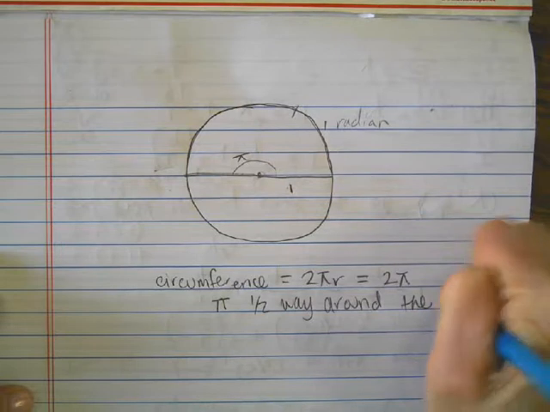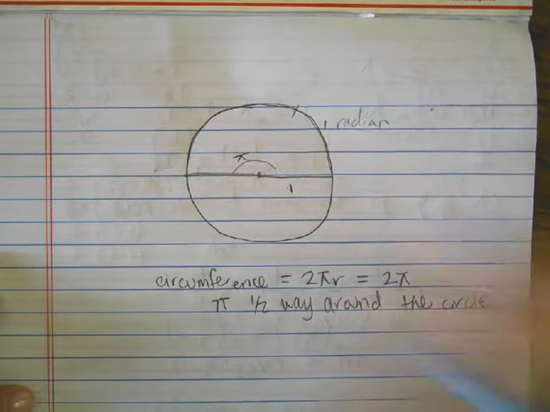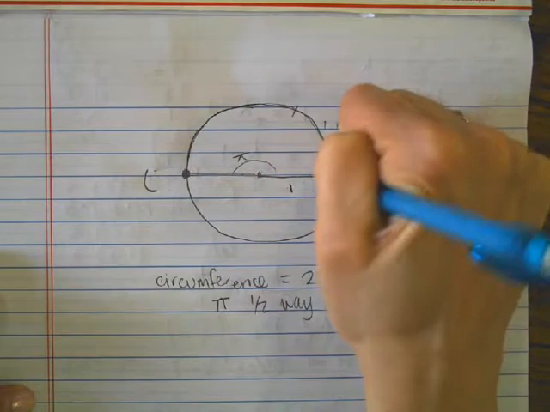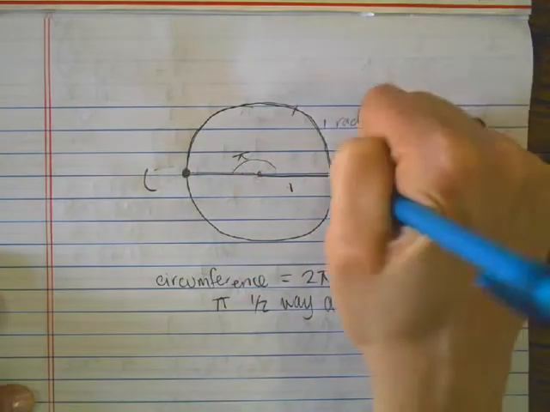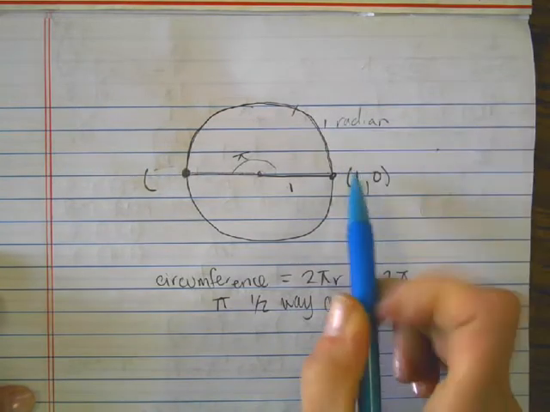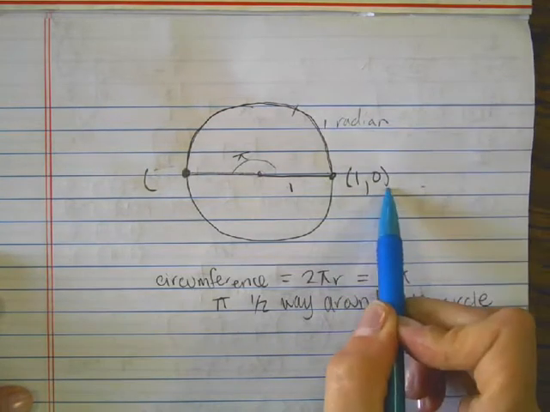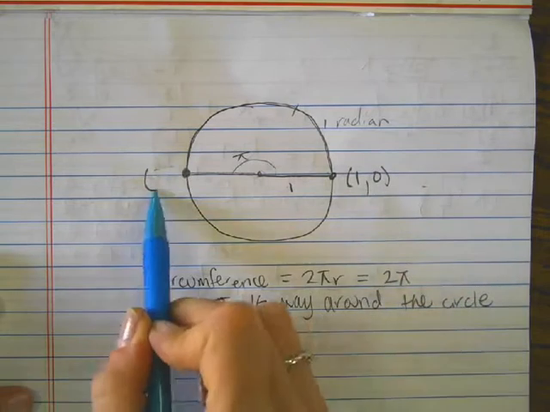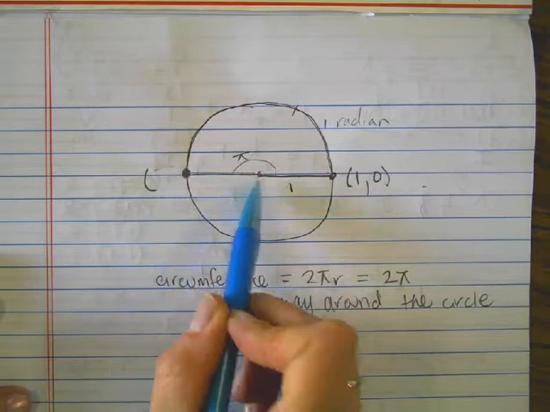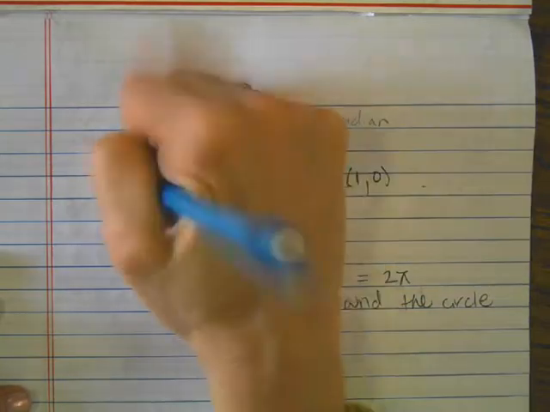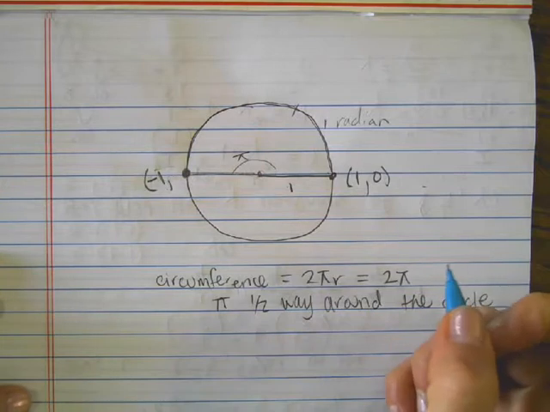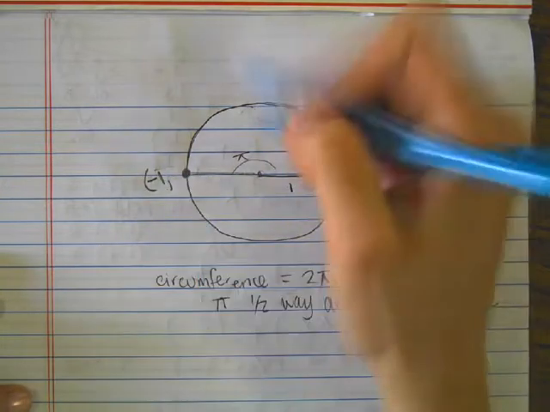The point when we start at 0, which is also 2 pi, is (1, 0), because the x value is 1, the y value is 0, because you haven't gone up any. So what is the point for pi? Negative 1, what? How much are you going up and down? 0.